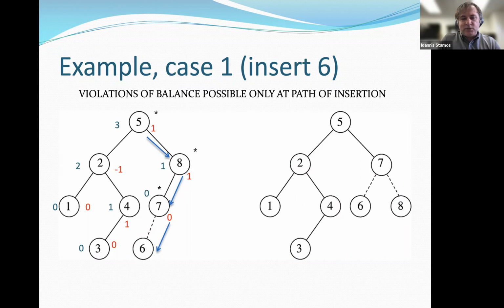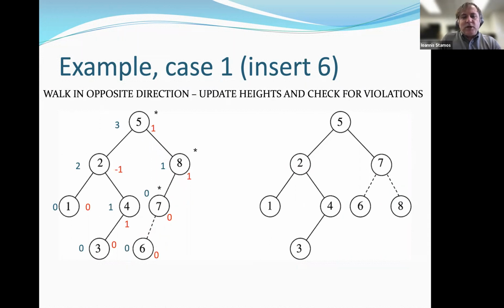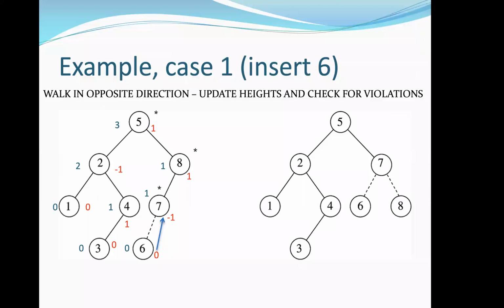Do you see any violation anywhere? We can do it one by one. The height of 6 is 0. What's the height of 7? 1. Now, if we're at 7, do we have any violation there? You look under your 7. Is everything okay? Yes. Now we'll go to 8.